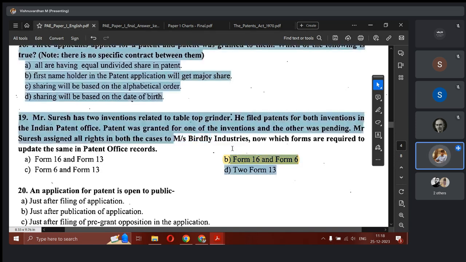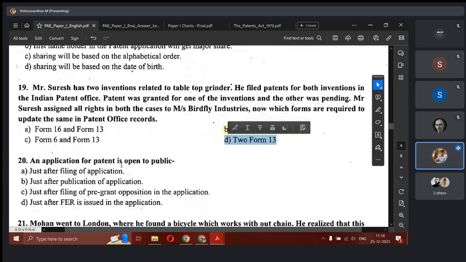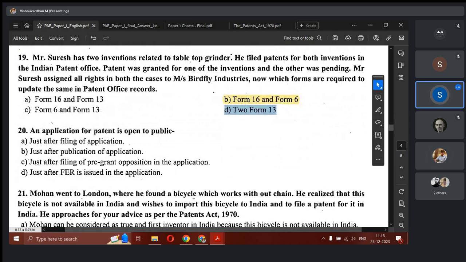So when I'm assigning the rights to this industry, both the changes have to come into play: form number 6 and form number 16. Cool. Form number 13 is for amendment to the application itself. As in when I'm changing some claim or I'm adding a new drawing or I'm changing the specifications, then it is form number 13. Otherwise, you don't go to form 13. Cool. Question 20. An application. Go on. So during patent prosecution, we can file form 6, and after grant, we can file form 16.